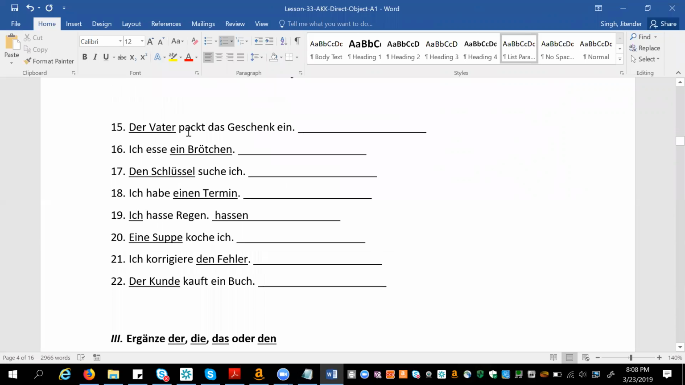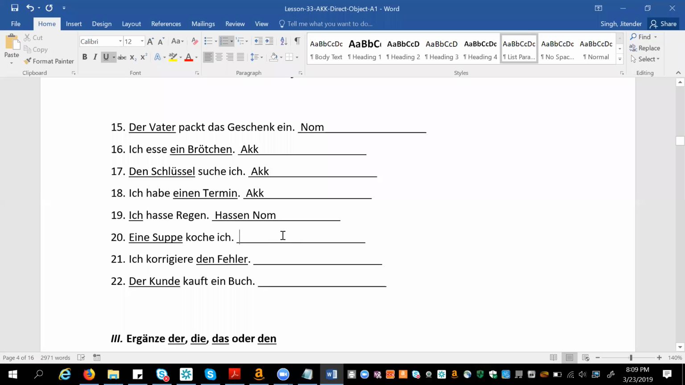Der Vater packt das Geschenk ein. Einpacken means to pack. Father, nominative. Father packs the gift. Ich esse ein Brötchen. I am eating a bun. Accusative. Next. Den. Accusative. Next. Einen. Accusative. Ich hasse Regen. I hate rain. Nominative. Perfect. What's your name?